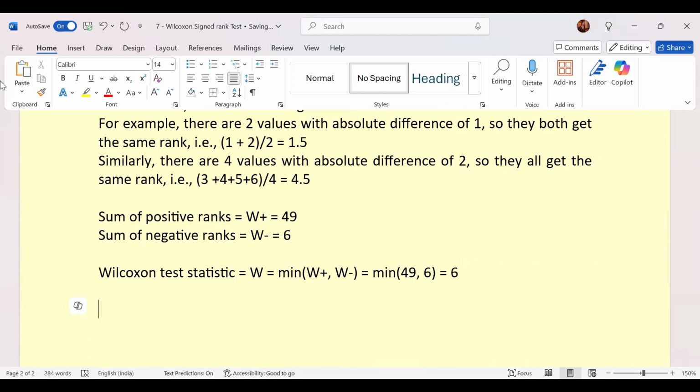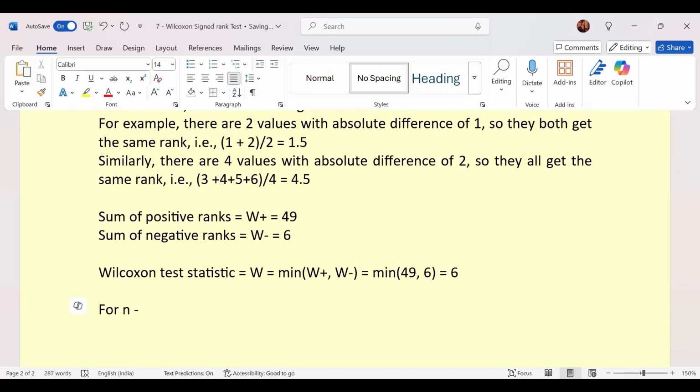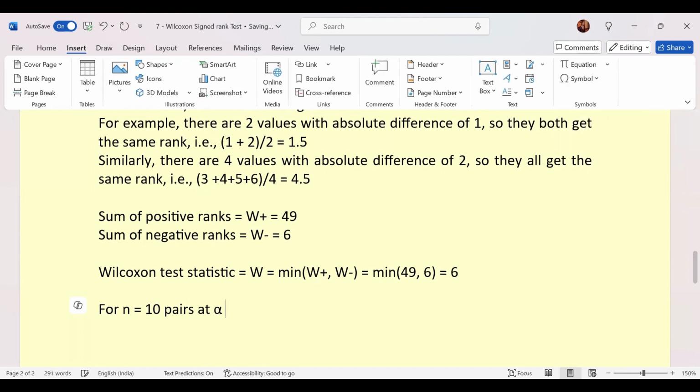Now, we need the table value. Let me go to the tables. Here we have to see for n equal to 10, for 0.05, it is 8. So let us go back to our Word file. We will write for n equal to 10 pairs at alpha is equal to, that is the level of significance, 0.05, two-tailed. The critical value is 8. Now we can come to our inference.